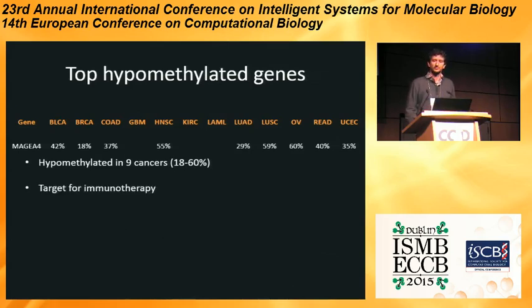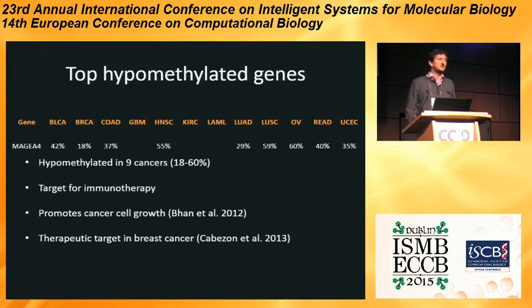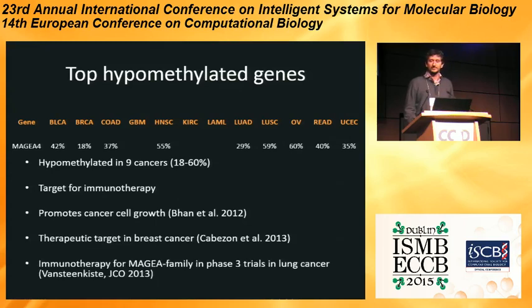It's a target for immunotherapy. It's known to promote cancer cell growth, which would correspond to a hypomethylation status. It's also a therapeutic target in breast cancer. And more importantly, the MHA family is currently being tested in phase 3 trials in lung cancer.